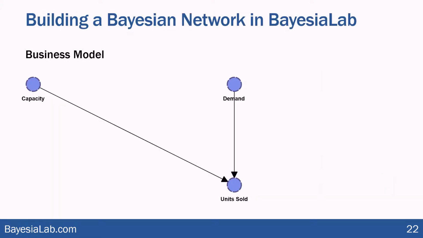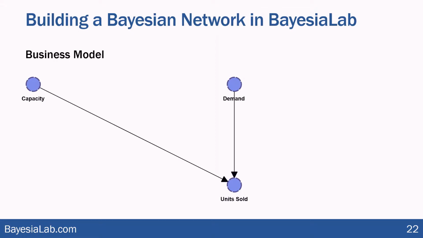But let's start with our business model. It's really quite straightforward. We'll start with the core. I would argue that the number of units that we can sell is a function of both the capacity that we have and the demand, the consumer demand. And so here, as this is being set up as a Bayesian network, units sold has two parent nodes, capacity and demand.